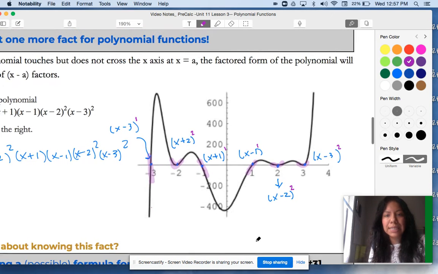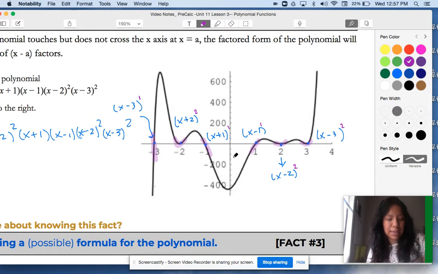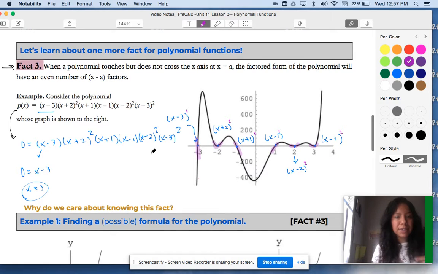So in summary, if the function goes through the x-axis, that means our exponent is going to be odd. If the function bounces or causes a turn, then it will have an even power. Okay, and that is the summary there. Cool, so that's fact number 3.